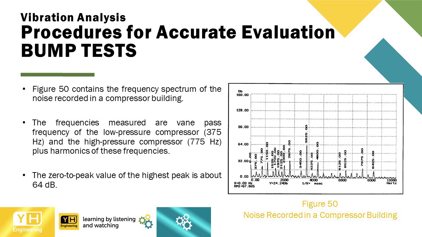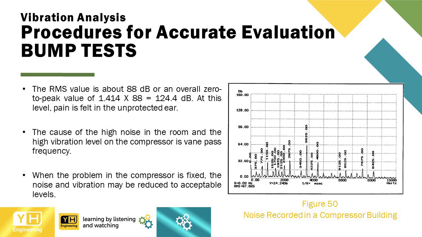Figure 50 contains the frequency spectrum of the noise recorded in a compressor building. The frequencies measured are vane pass frequency of the low-pressure compressor, 375 Hz, and the high-pressure compressor, 775 Hz, plus harmonics of these frequencies. The zero-to-peak value of the highest peak is about 64 decibel. The RMS value is about 88 decibel, or an overall zero-to-peak value of 1.414 multiplied by 88 equal to 124.4 decibel. At this level, pain is felt in the unprotected ear.